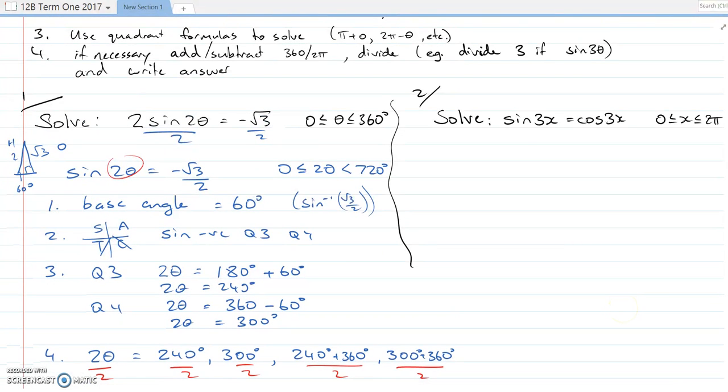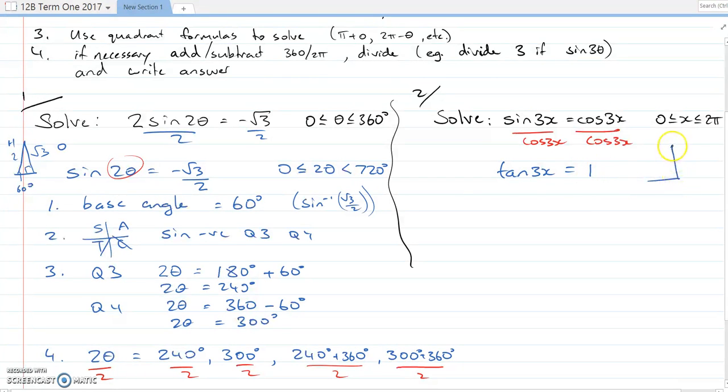Here we go. Okay. We've got sine and we've got cos. The trick here, we just have to have a number on the right. So sine 3x has to equal a number. The trick is we can just divide by cos 3x. And if you recall, sine divided by cos is tangent. Equals cos divided by cos is 1. So 1.